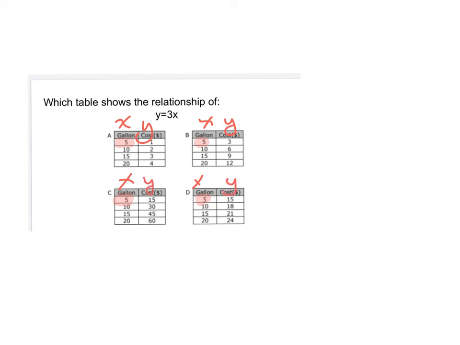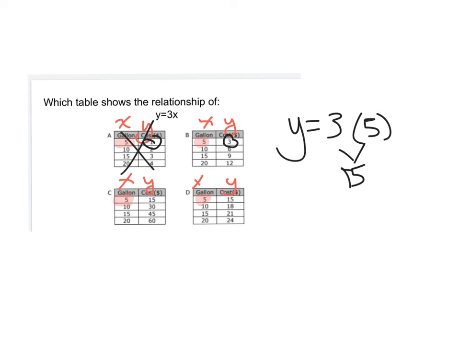So let's plug in a 5, since that's my first one, into my equation. So I get y is equal to 3, and remember, I'm plugging in 5 for the x. That's going to give me 15. So for this equation, when x is 5, y has to be 15. Well, that one has a 1, so that one's not it. That one has a 3, that one's not it. So we're down to 2 choices, because here I have 15.